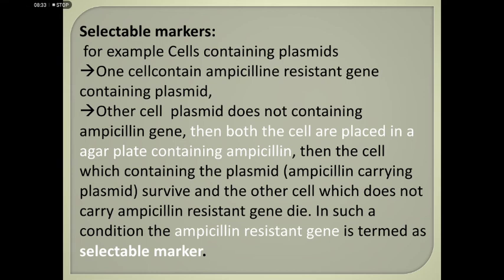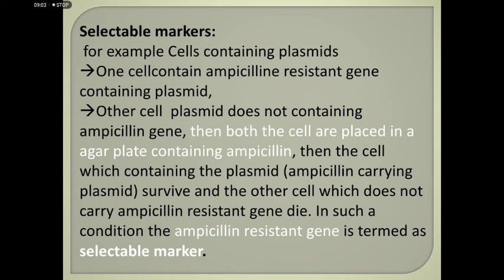That means that the ampicillin gene is removed and an alien piece of DNA is incorporated. Then both the cells are placed in an agar plate containing ampicillin. Then the cell which contains the ampicillin carrying plasmid survives, and the other cell which does not carry the ampicillin resistant gene dies.